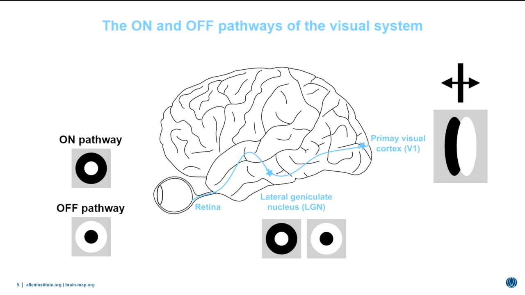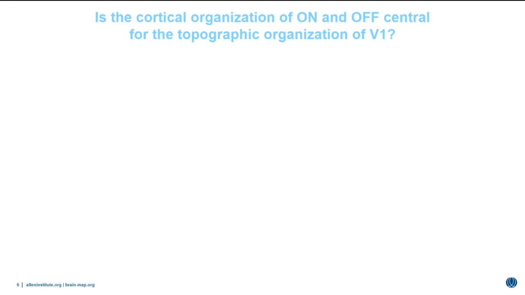However, what was not known is whether on the population level, across the cortical surface, there's any particular architecture for the on and off visual responses. And this was the particular question that we wanted to address in this study. So we asked ourselves, is the cortical organization of on and off central for the topographic organization of V1? Or in the first place, is there a cortical organization for on and off?